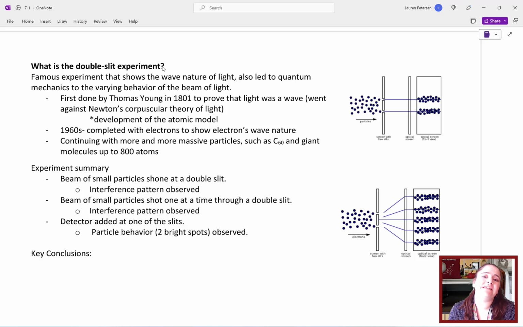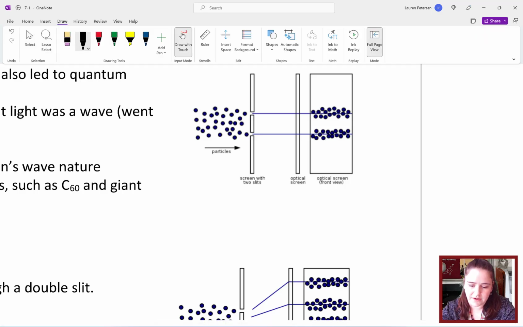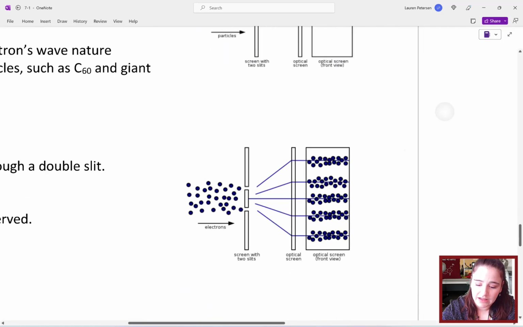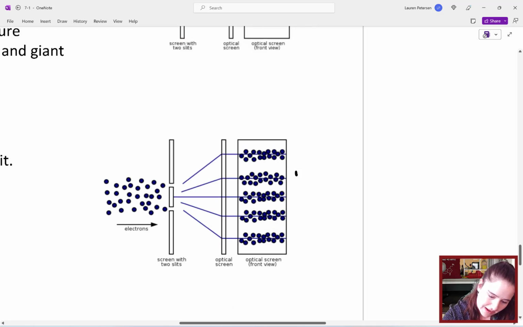And then in the 1960s, we were able to do it with electrons and show that electrons had wave behavior. And we have continued to do these types of experiments with more and more massive particles, up to balls of like 60 carbon atoms and molecules of up to 800 atoms. But this is the basic summary. Okay? If we shine particles at a small slit, we should get 2 spots in the background. Okay, I'm going to call this particle behavior. Where if we shine a wave, a light wave, at the 2 slits, then we get an interference pattern.